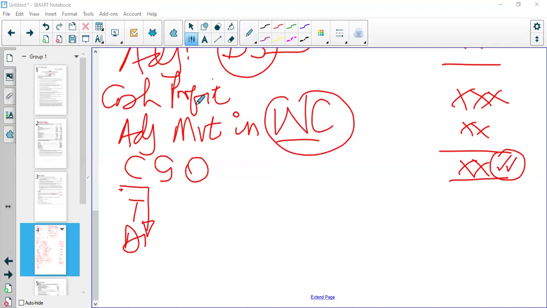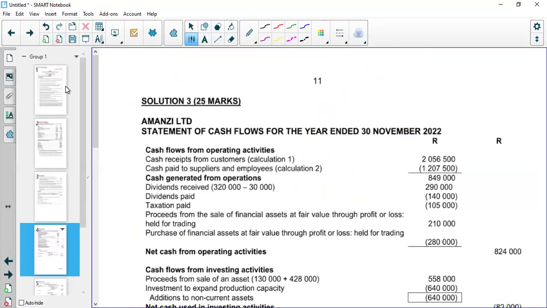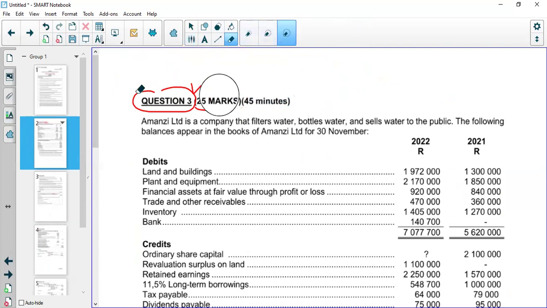It's going to be the same for both direct and indirect method. Brilliant. So now let's get started into the idea of direct method. Our starting point in a direct method is to start by looking at cash received from customers. Now, for cash received from customers, here is the principle.